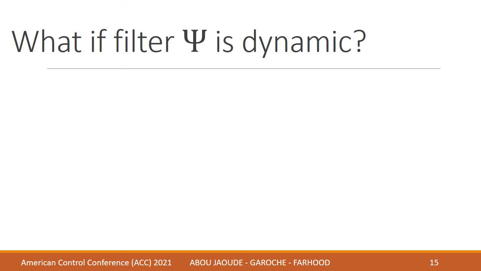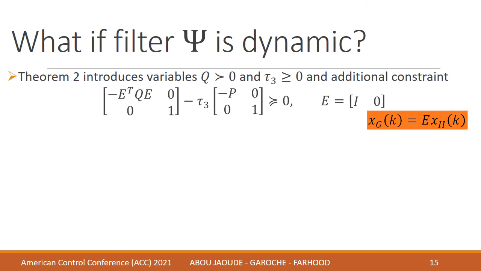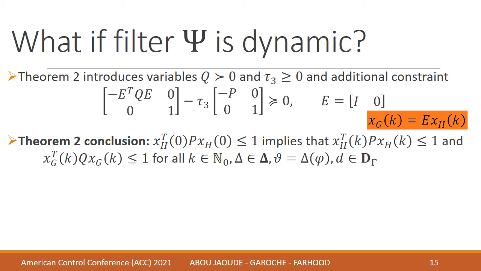But what if the filter Psi is dynamic? Theorem 2 introduces an additional positive definite matrix Q and a non-negative scalar tau3 such that the shown constraint holds, where E satisfies the highlighted equation. Theorem 2 allows us to conclude that if xh0 is in the ellipsoid EP, then xhk is in the ellipsoid EP for all k, delta, and d as per theorem 1.